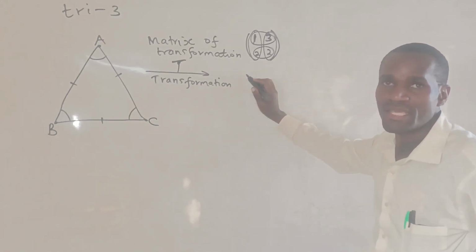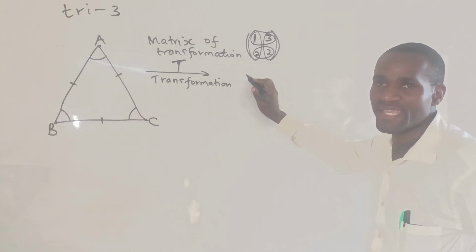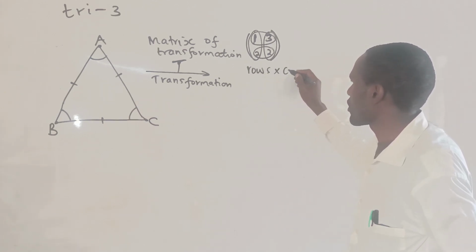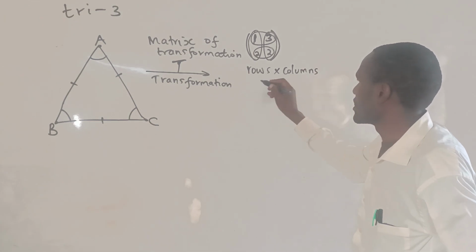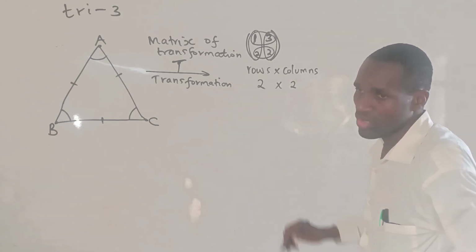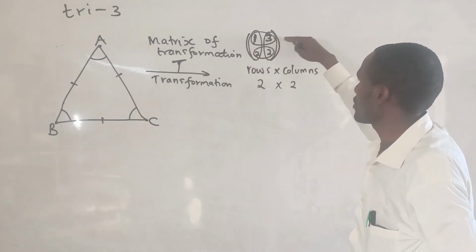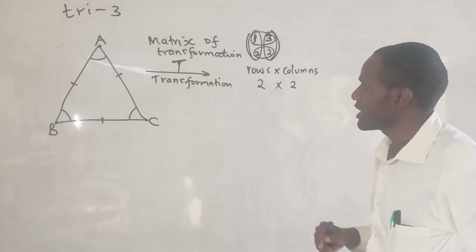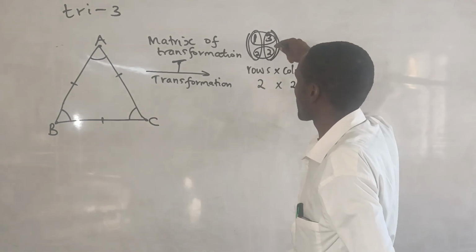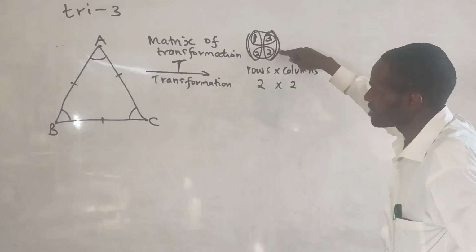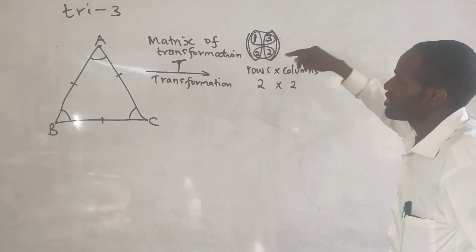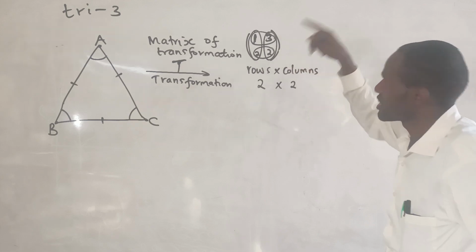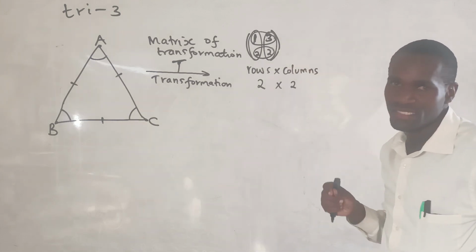The order of a matrix is normally identified by the rows and the columns. We have 2 rows and 2 columns, so a 2 by 2 matrix: the first row, the second row, the first column, the second column. Now, the triangle has undergone the transformation by this matrix of transformation.